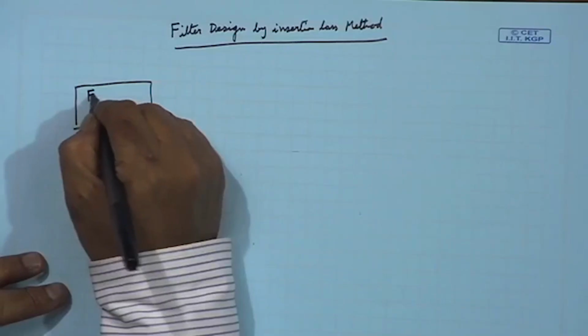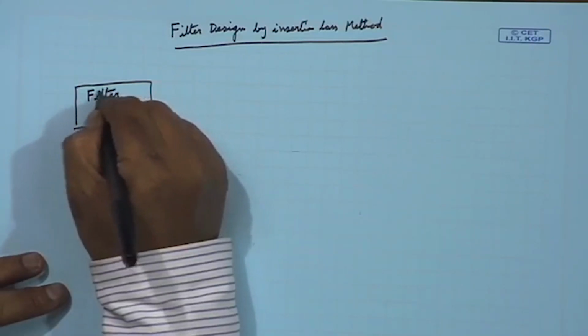Welcome to this lecture on filter design, microwave filter design by the insertion loss method. As I said, there are some restrictions on specifying the insertion loss. Once that is done and we have chosen some way to represent it, then we need to know how to design and implement the filter.